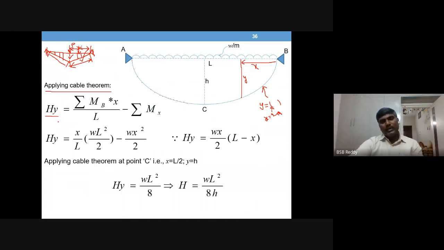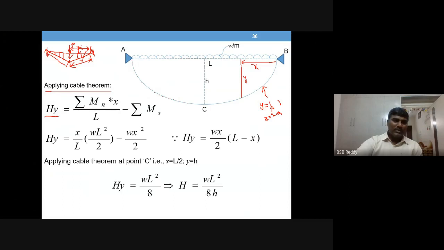At any point on the cable, the horizontal component of tension in the cable multiplied by the sag value of that point is equal to the bending moment at the same point on a simply supported beam having the same span and same load. Okay, so that is the cable theorem.